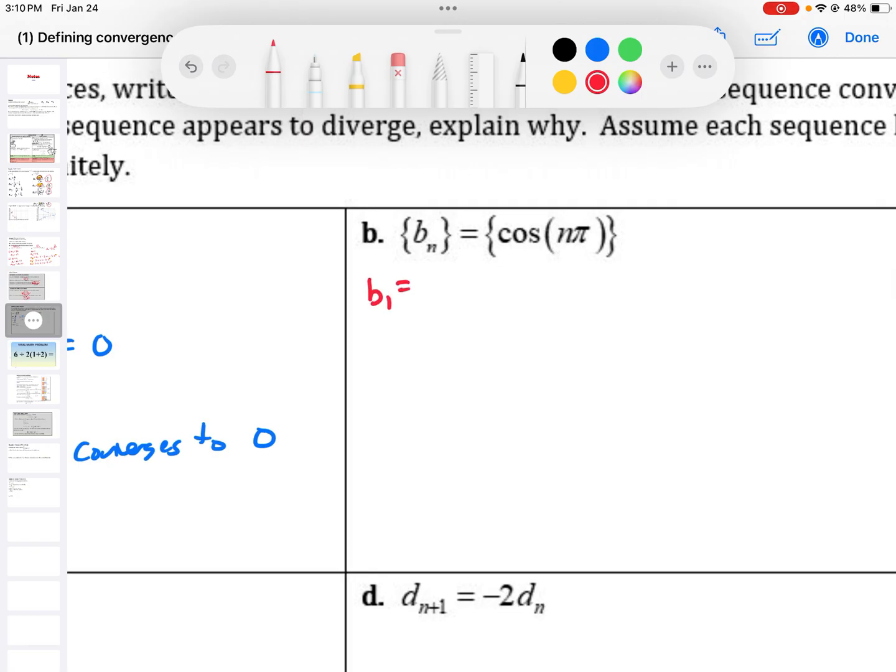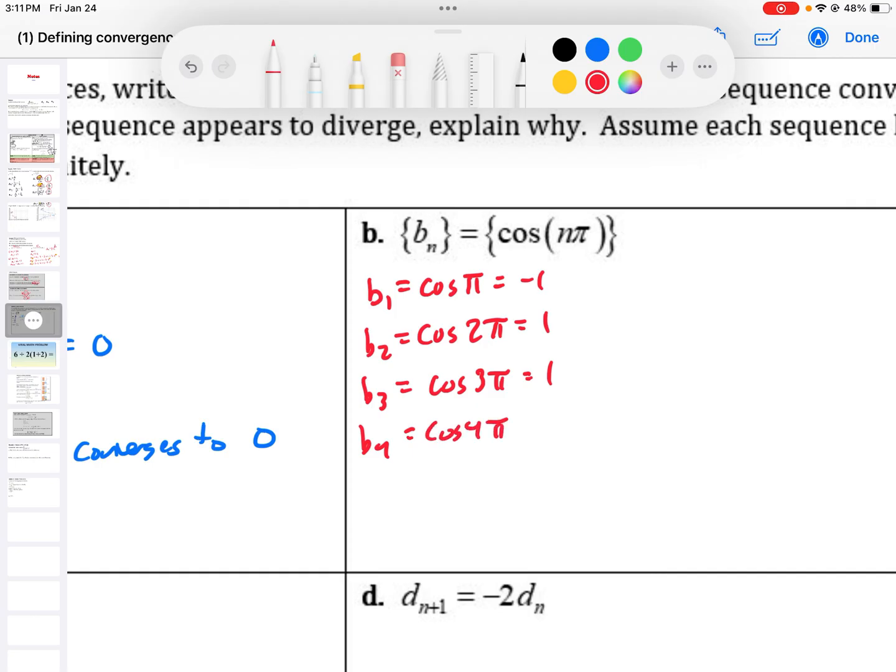All right, b of n. So b of 1 is equal to cosine of 1 pi, so cosine of pi, and cosine of pi is negative 1, unit circle. b2 is equal to cosine of 2 pi. So unit circle, go around the whole time. Cosine will be 1. b sub 3, third term, cosine of 3 pi, will be negative 1. b4, cosine of 4 pi, back to 1. Cosine of 3 pi is negative.